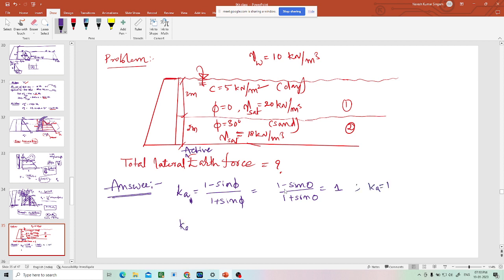What about Ka2? 1 minus sine phi, with phi equal to 30, by 1 plus sine 30. How much is it? Can somebody tell me? Sir, 0.33. 0.333, okay. Now we have the two K values.